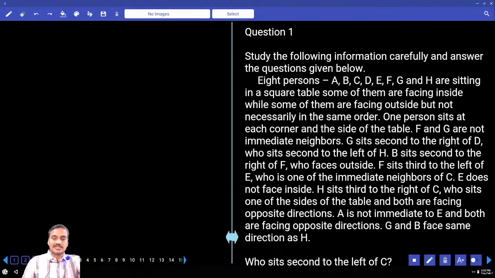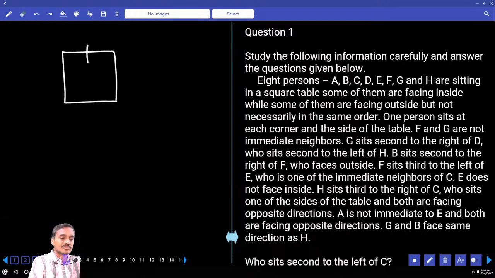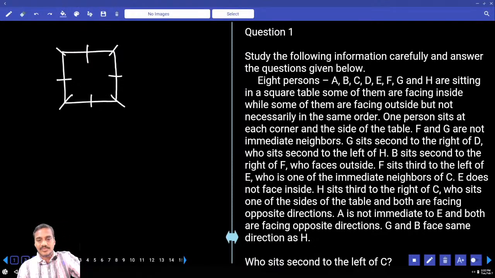First set. There are 8 persons, A, B, C, D, E, F, G, and H, seated around a square table. Some of them face inward and some face outward. 4 are at the centers and 4 at the corners. The directions of these persons are not given. One person sits at each corner and each side. F and G are not immediate neighbors, not adjacent to each other.